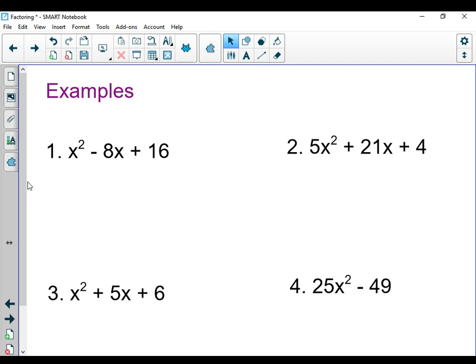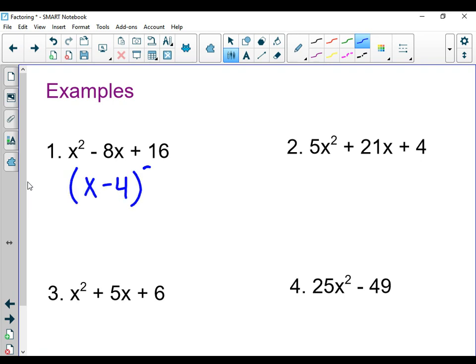Okay, factors of 16, -8, -8. What are they? -4, -4. So I would just write x minus 4 squared. I totally forgot the number 4 existed for that number. My brain kept going to 2, and I'm like, it's not 2. I can't figure it out.